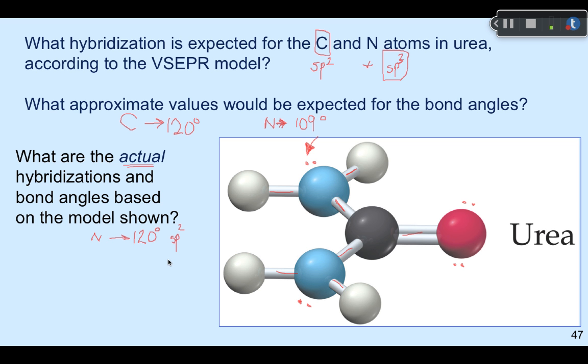The carbon looks like planar, trigonal planar in my estimation. And so I would agree that this carbon should still also be 120 degree angles and sp2 hybridization. A little bit of an interesting example.